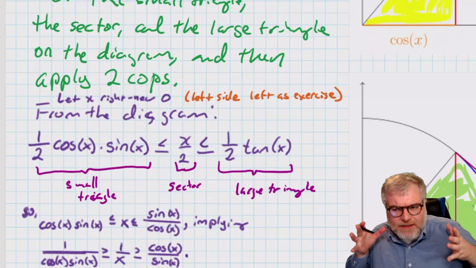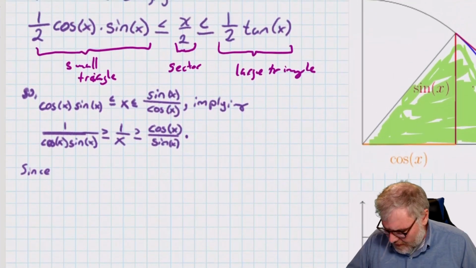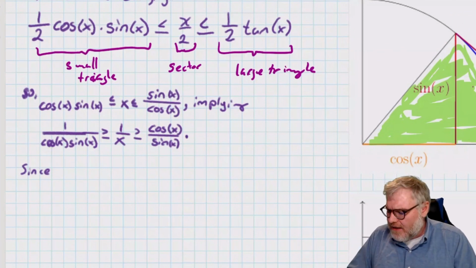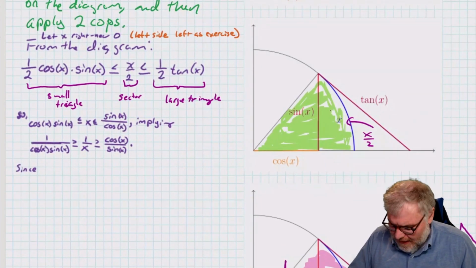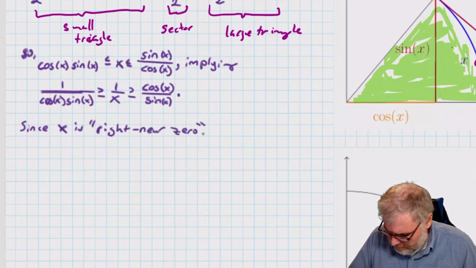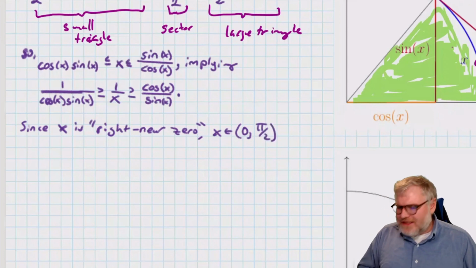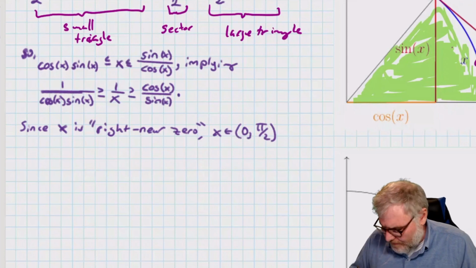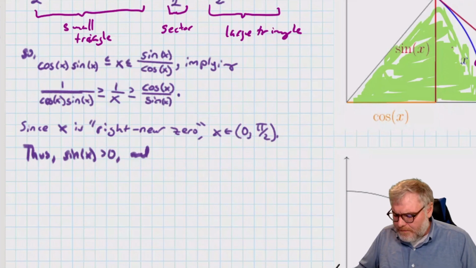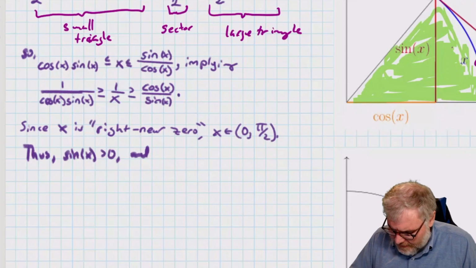So what we're going to do is talk about, again, right near 0. So we're talking about the positive side here. Okay, so x is greater than 0, and since x is right near 0, it's greater than 0 but less than pi over 2. I'm sorry, not 2 pi, pi over 2. So it's less than 90 degrees. I'm talking about sine from 0 to 90 or from 0 to pi over 2. Thus, sine of x is greater than 0. So when I multiply through, I preserve the inequalities. I don't flip the inequalities.